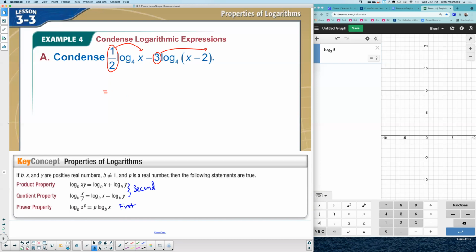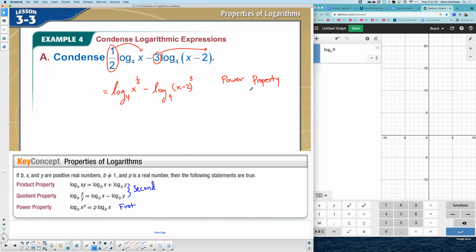So this will be equal to log base 4 of x to the 1/2 minus log base 4 of (x minus 2) cubed. That is the power property. Are you cool with what I did there? Coefficients became powers. That's all I did. Coefficients became powers.